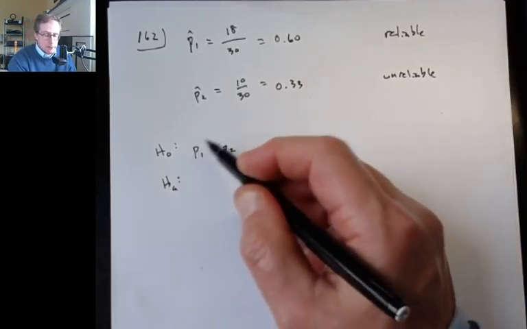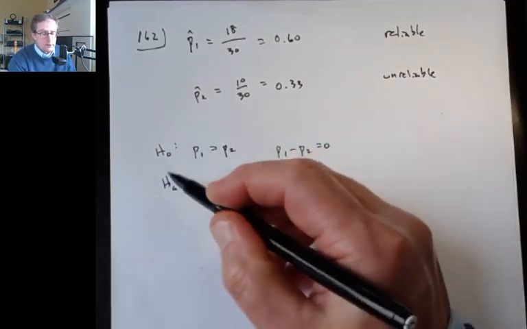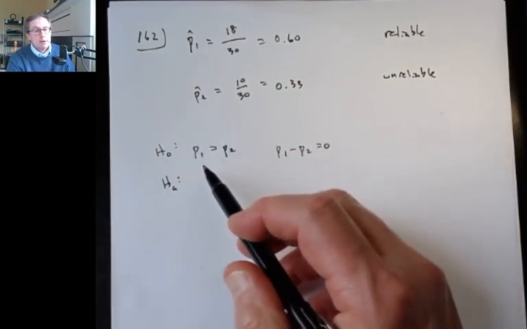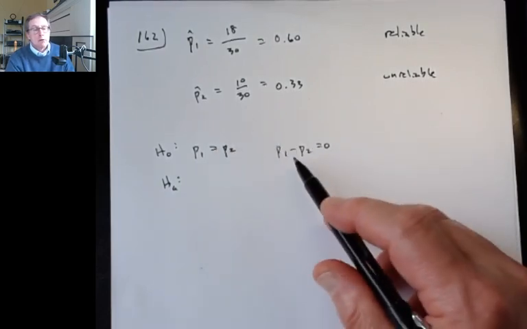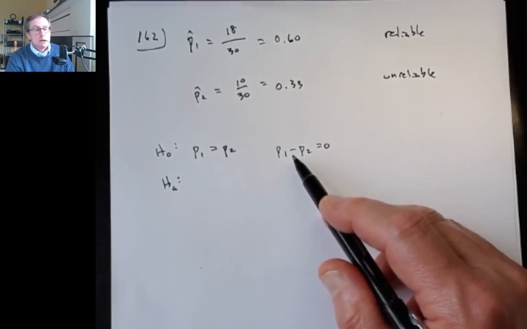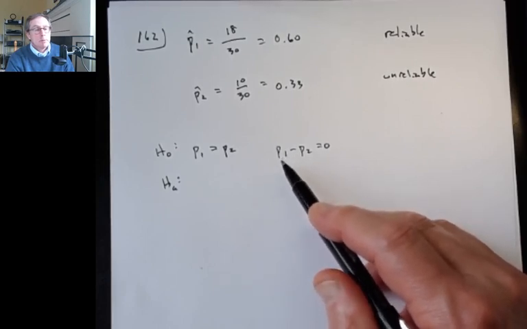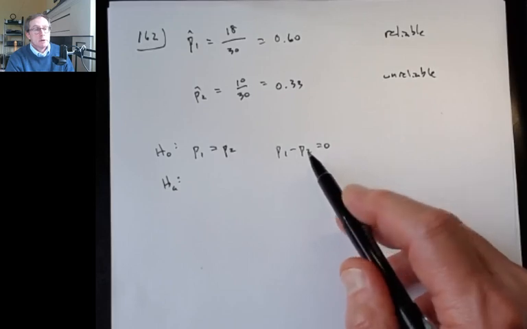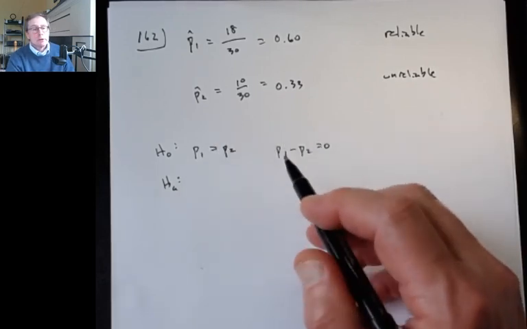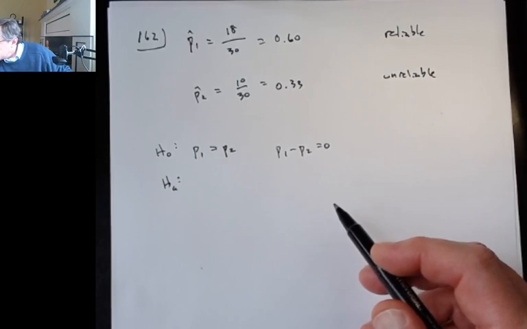Okay, so we've gone through before how you make a hypothesis test. The hypothesis test is always going to have an equal sign in the top line. And you're always going to have the census numbers, not the sample numbers. Not P1 hat, but P1. Not P2 hat, but P2. Always the census numbers.